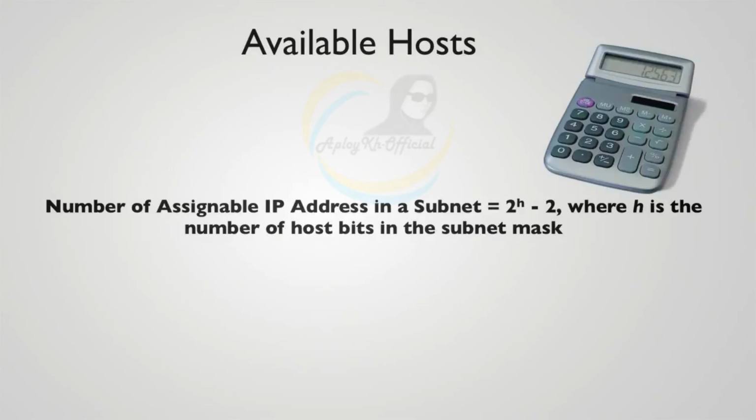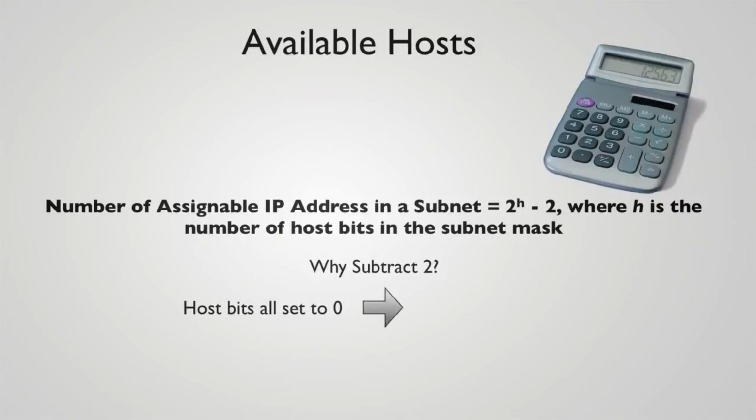That's the number of bits that determines how many assignable IP addresses we are going to have in the subnet. The formula is the number of assignable IP addresses in a subnet equals 2 to the h minus 2, where h is the number of host bits that we have in the subnet mask. And you might be wondering, why are we subtracting 2? Why not just say 2 to the h, similar to our subnet calculation? Well, remember, if we have all of our host bits set to a 0 in an IP address, by definition, that's the network address. Similarly, if we have all of the host bits set to a 1, by definition, that's the directed broadcast address.